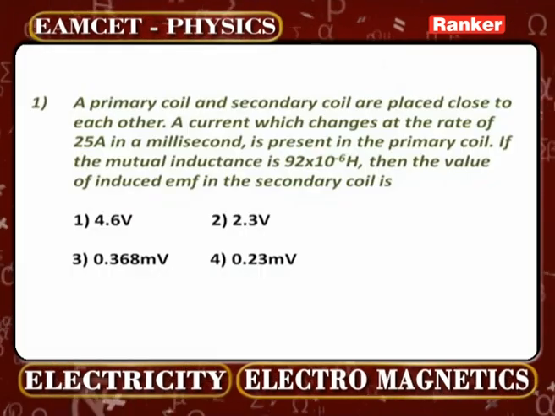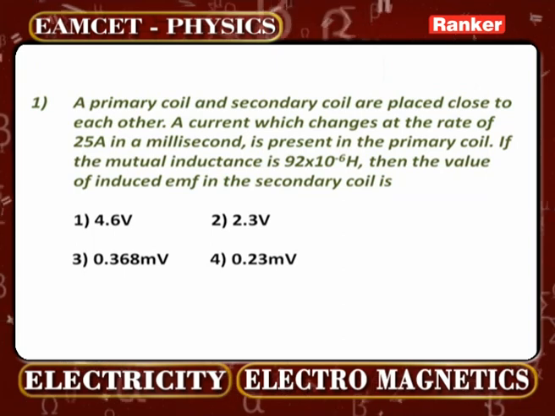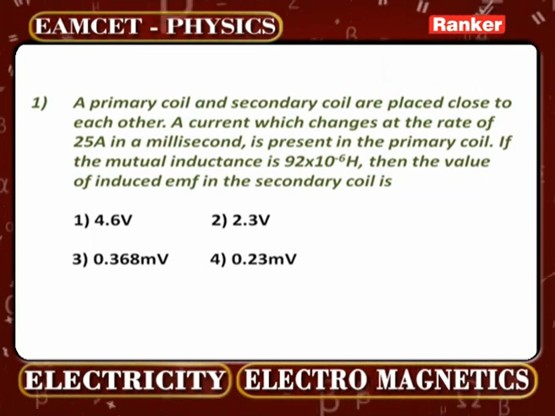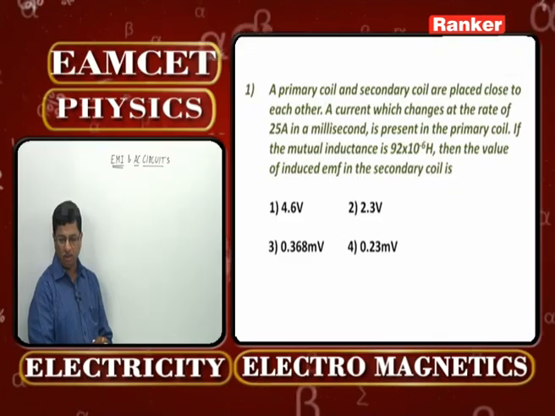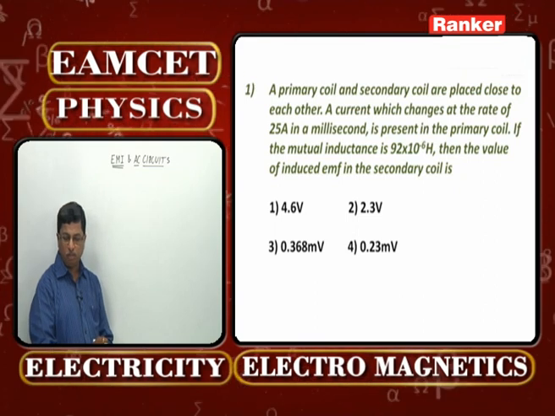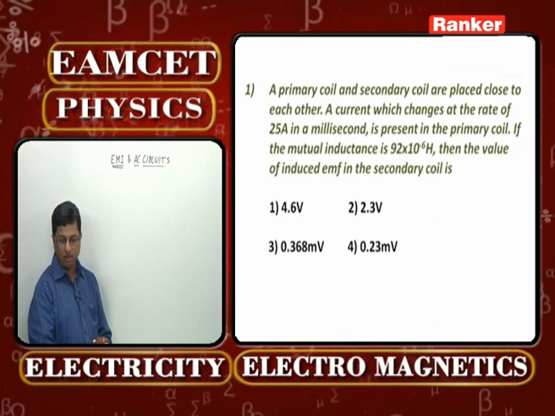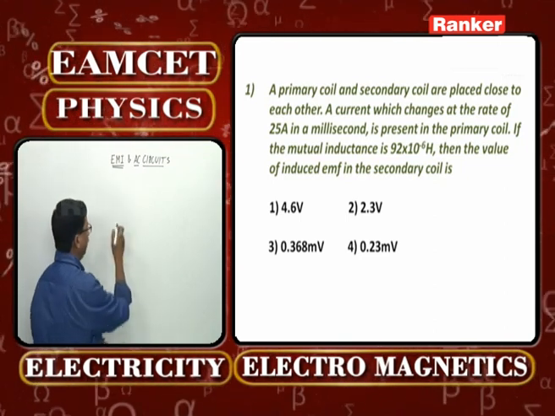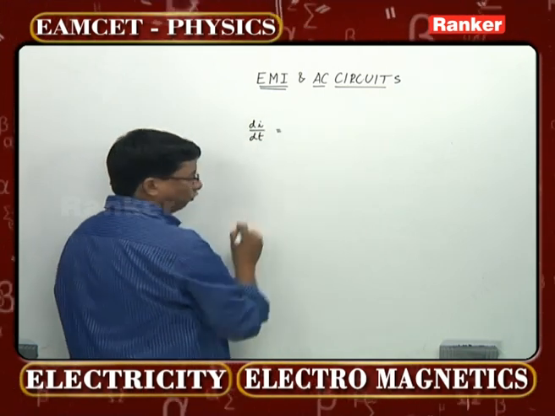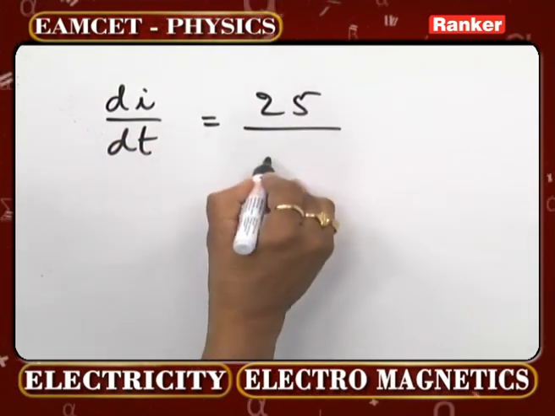A primary coil and a secondary coil are placed close to each other. A current which changes at the rate of 25 ampere in a millisecond is present in the primary coil. If the mutual inductance is 92 into 10 power minus 6 Henry, then what is the value of induced EMF in the secondary coil? Look carefully at what values are given. di by dt he gave. How much? 25 ampere per millisecond.